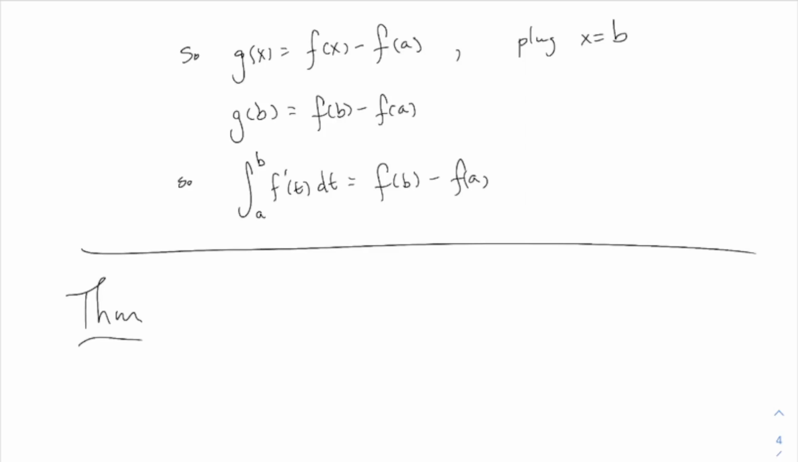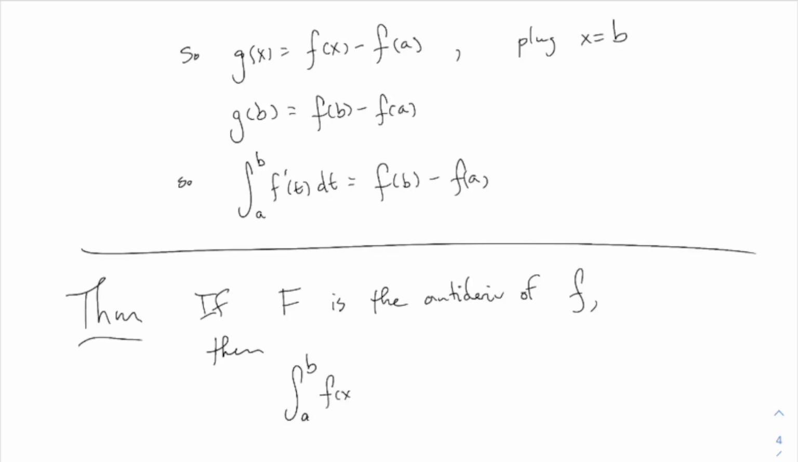So I'm going to write it using antiderivatives. If some big F is the antiderivative of the little f, then the integral from a to b of f of x, the little f, dx, equals the big F of b minus the big F of a.